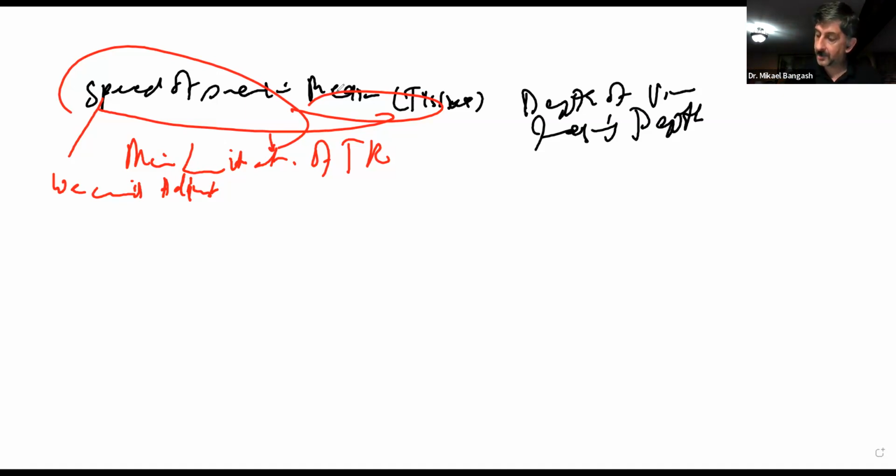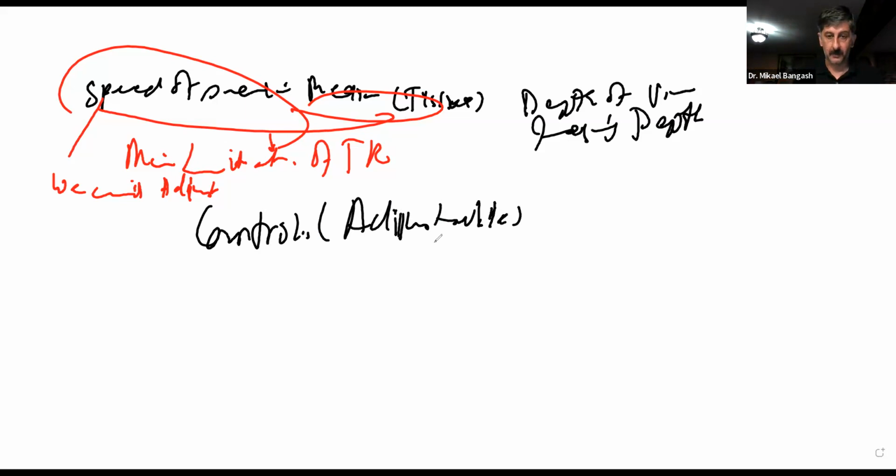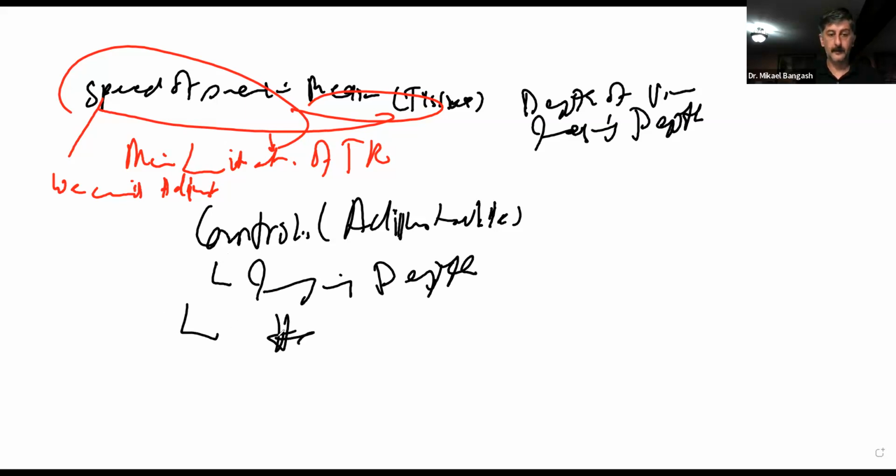Now, which two controls determine the system's temporal resolution? When we say controls, all we mean is two things that are adjustable. The two adjustable things which will control your temporal resolution are imaging depth and the number of pulses per frame.